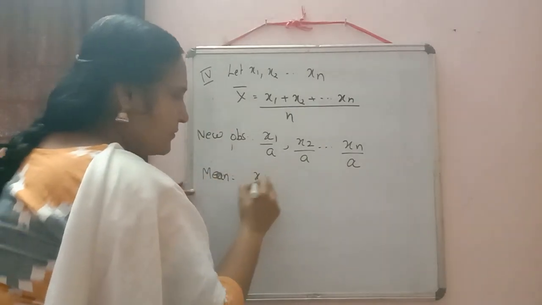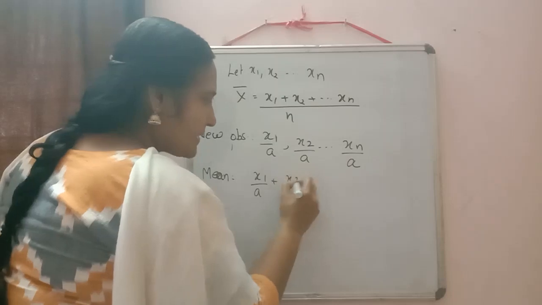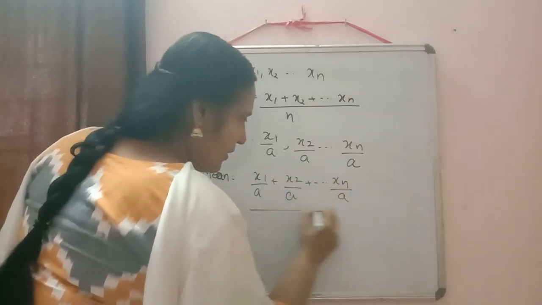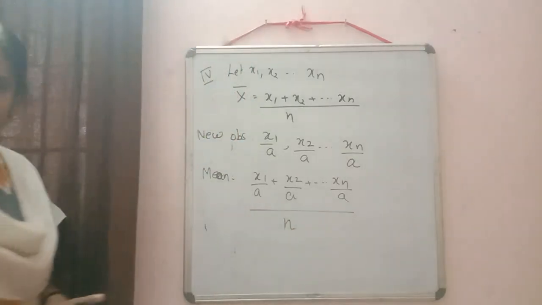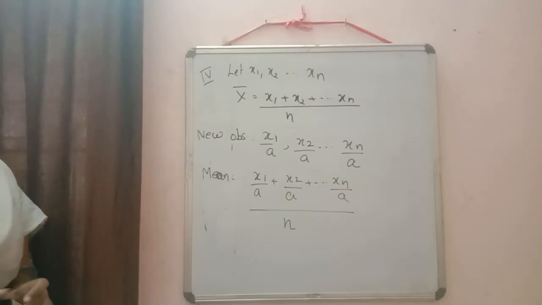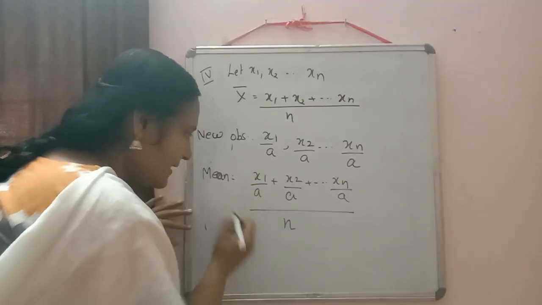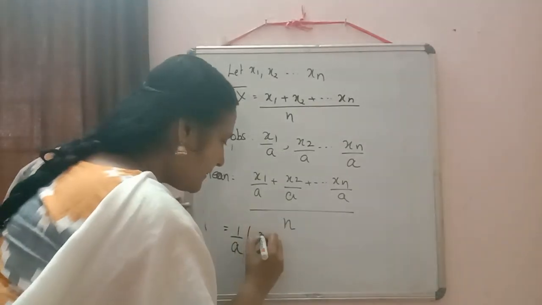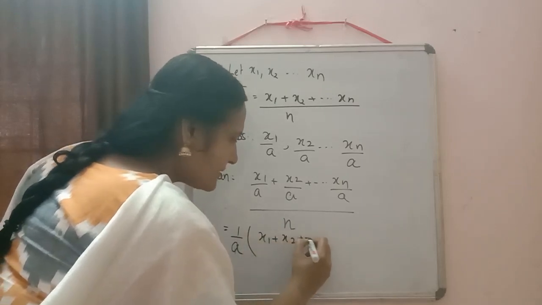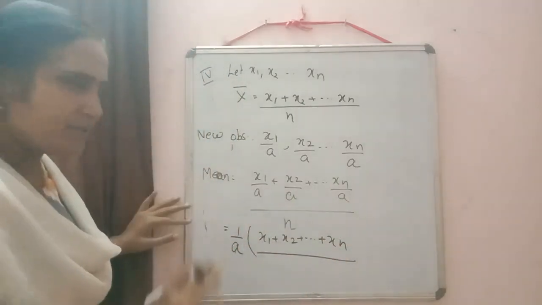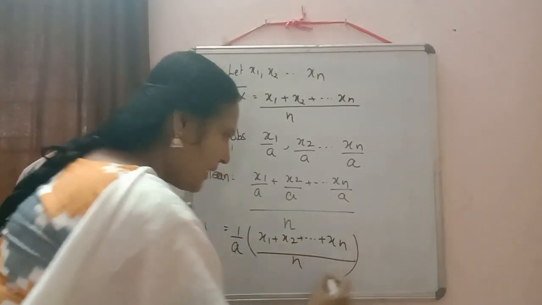So it will be equal to x1 by a plus x2 by a plus etc. plus xn by a whole divided by n. Anything common in all the terms? Yes, a is common, but a is in the denominator. So what can we write? When we take it common, we will write it as 1 by a. Now inside the bracket remaining is x1 plus x2 plus etc. plus xn divided by n.